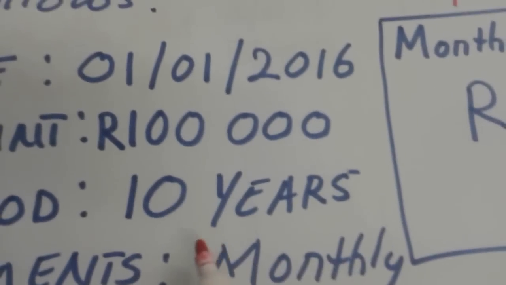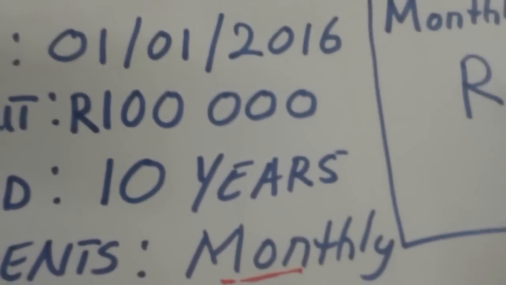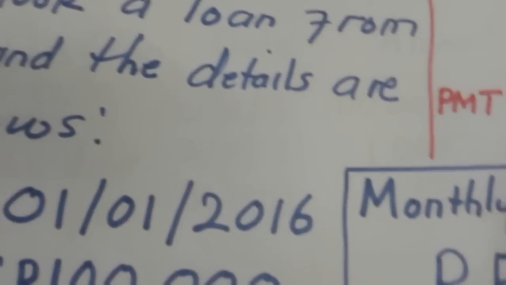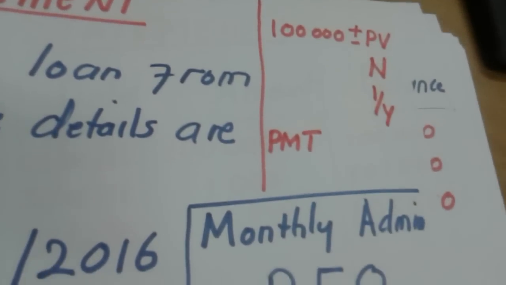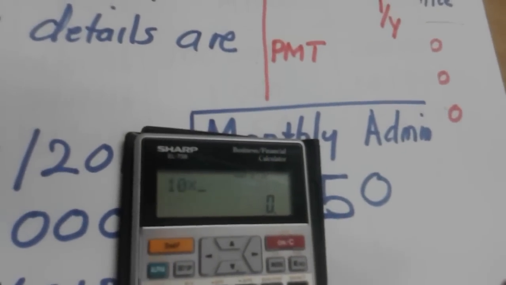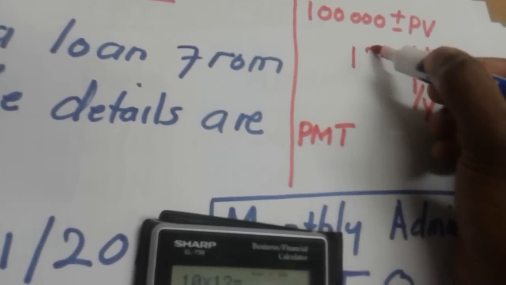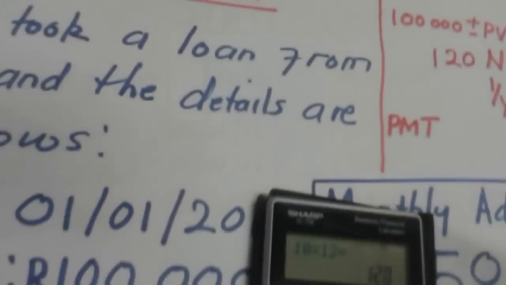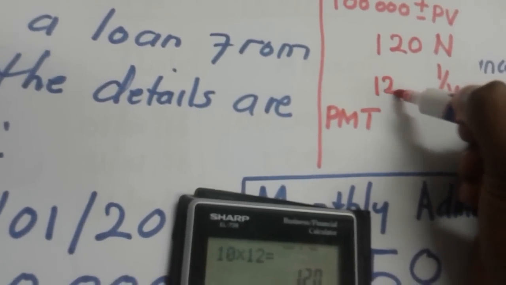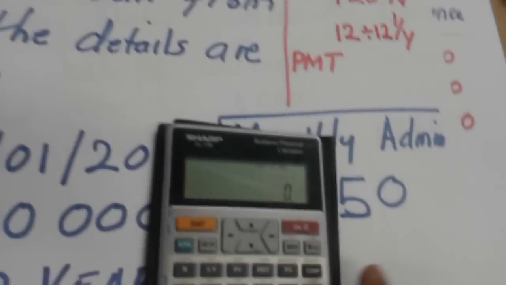Okay, so the N, remember, is 10 years, but payments are monthly. And remember what I said in my previous video, N are the number of payments. So in 10 years, I multiply by 12, that gives me 120 payments. Then my I is 12% divided by 12, because it was compounded monthly. There you go.